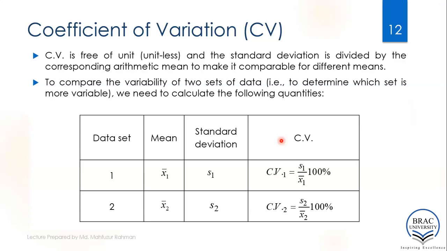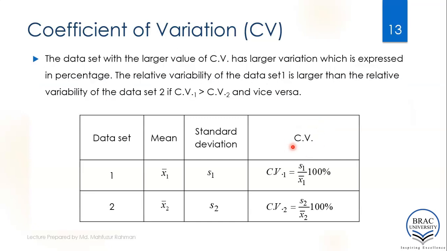You can estimate the relative variation, or you can compare the relative variation of those data sets by using the CV. And that's why, overall, among all the measures of dispersion, CV is the most strong and powerful measure of dispersion. To compare the variation between two data sets, you need to find the mean and the standard deviation of each data set. Only after that can you calculate the CV and make your decisions.